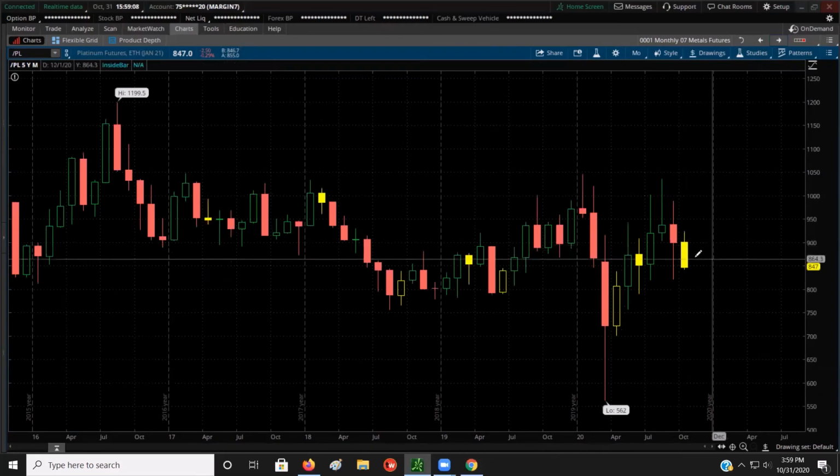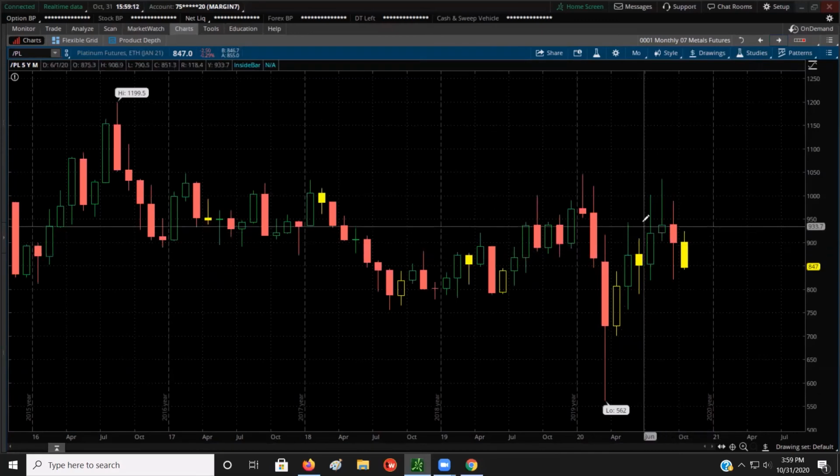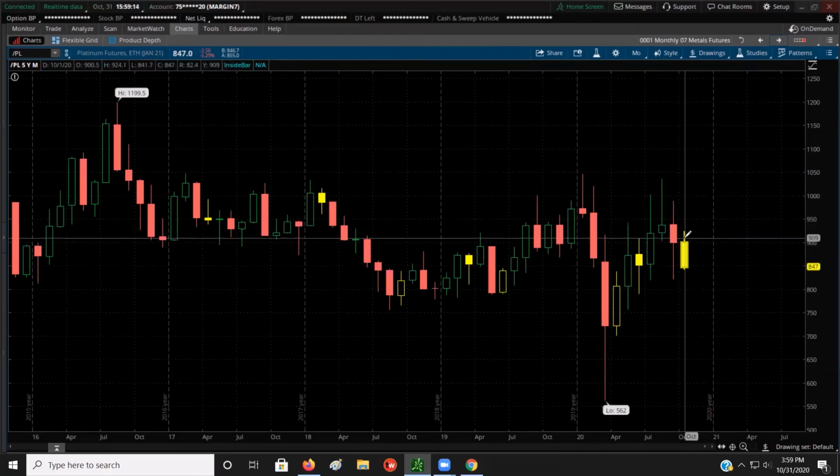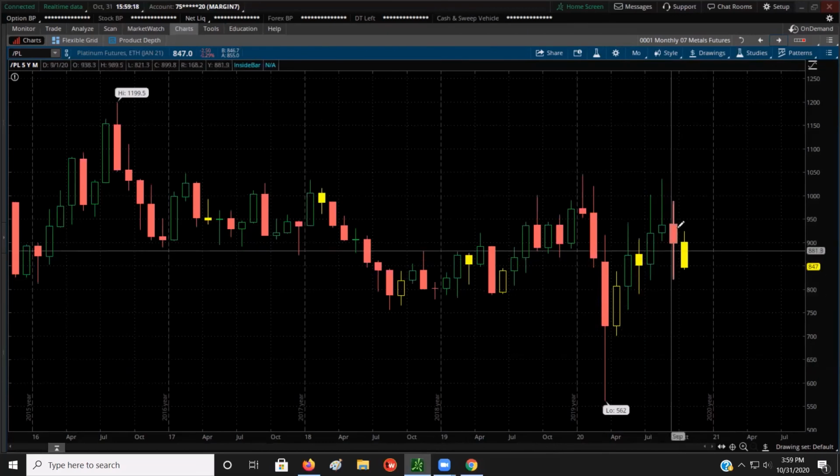Platinum, inside candle for the month. Indecision. In a huge consolidation here. Here's the high and low, and we're in that mid-range.